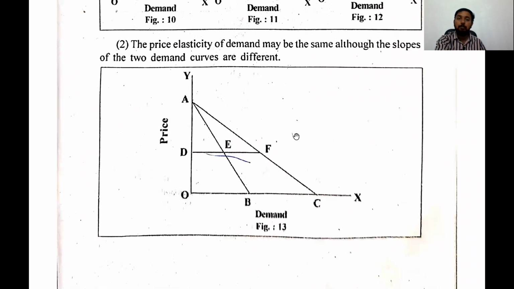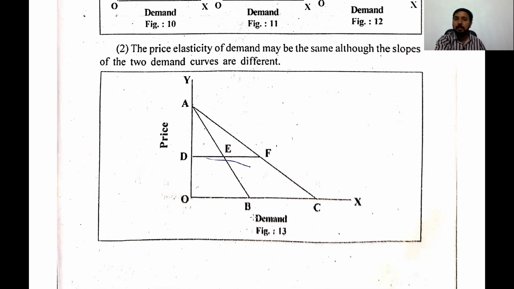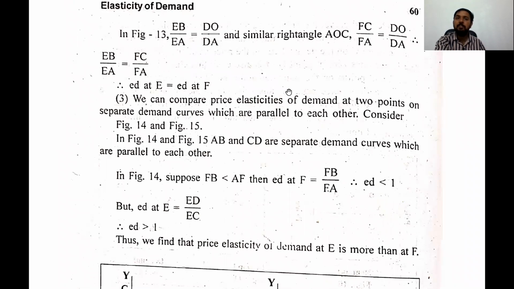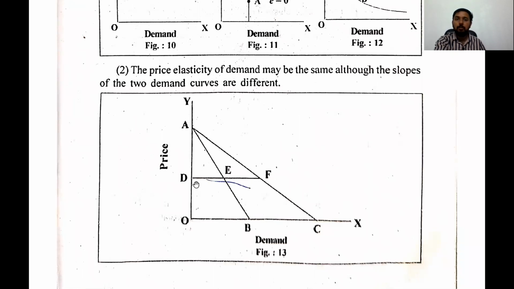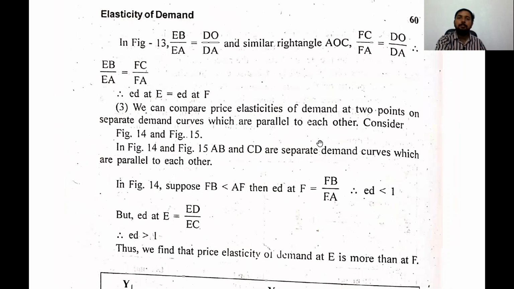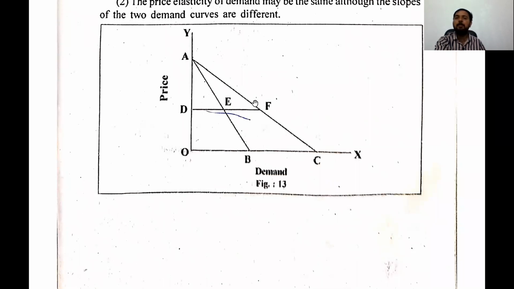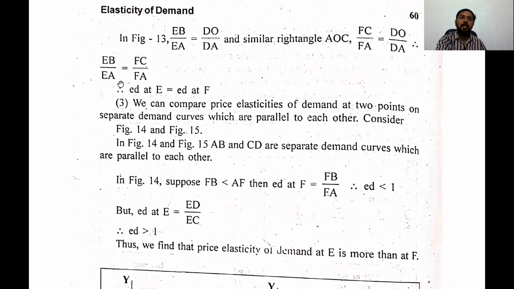EB divided by EA. Now what is EB? Let's see. EB divided by EA is equal to DO divided by DA. Now what is DO? So DO divided by DA. So here this curve is divided by this curve. And similarly FC divided by FA. The similar formula will be applied in this curve. So EB divided by EA is equal to FC divided by FA. Elasticity at E is equal to elasticity at F. Both will be the same.